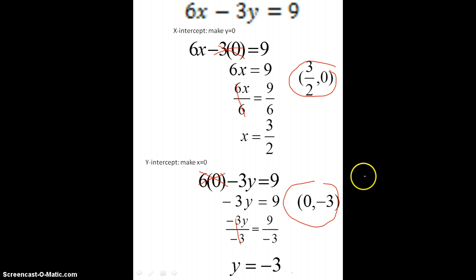Okay? So for x-intercept, you make y equals 0. For y-intercept, you make x equals 0. And that's if it's in standard form. And this is standard form. And standard form is where x and y are on the same side.